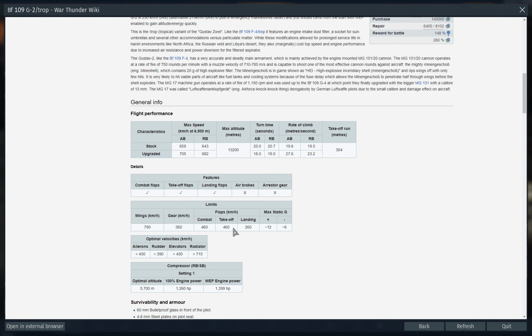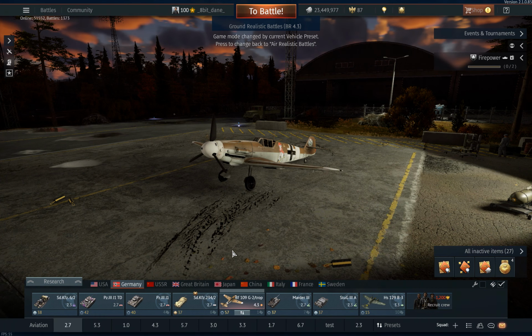That basically means if you're in a tight turn where you can see that combat flap is not going to cut it, you can hit that key one more time and then use your takeoff flaps, knowing that they have the same breakoff speed and you can use the takeoff flaps just as effectively as you would combat flaps.